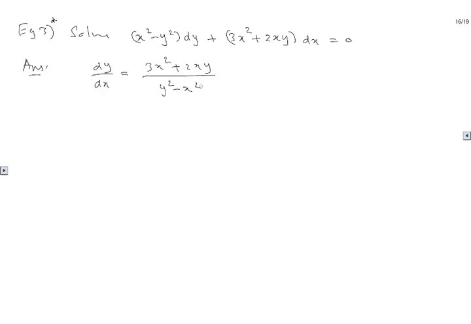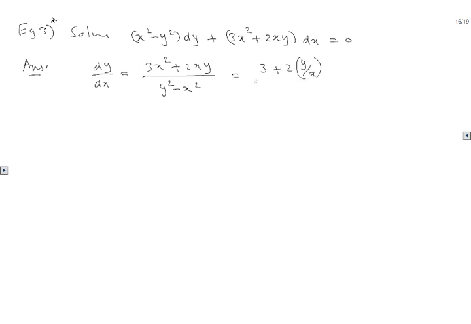So that's why x squared minus y squared becomes y squared minus x squared. Okay, now what we can do is divide each term by x squared. So divide each term by x squared. Once you do that, you get 3. If you divide this term by x squared, you're going to get 2y over x.